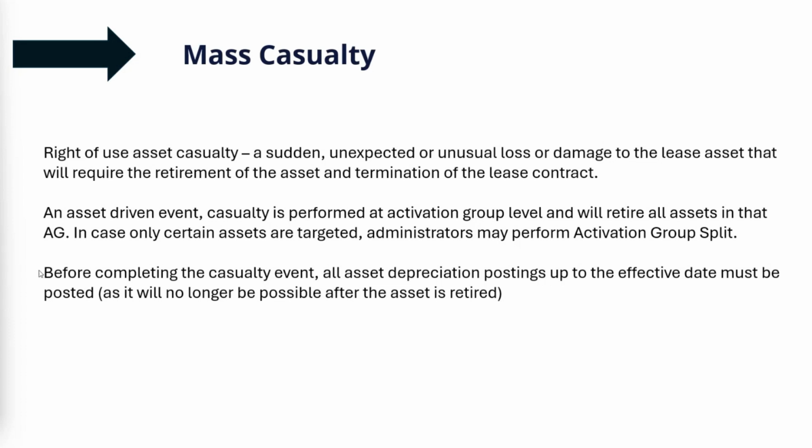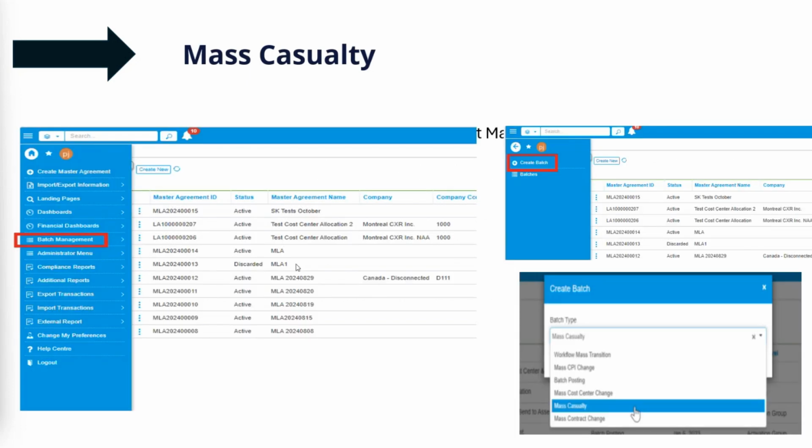Before completing the casualty event or asset depreciation posting, up to the effective date must be posted, as it will no longer be possible after the asset is retired. So to do a mass casualty, we can go to the main menu, batch management, and then create a batch, and then select mass casualty from the drop down.